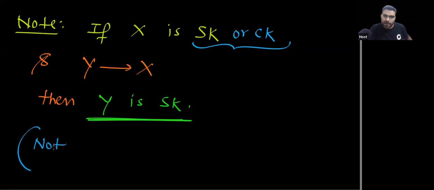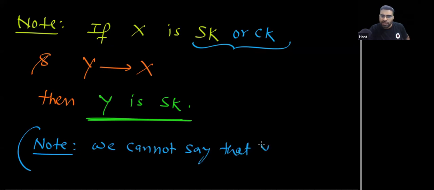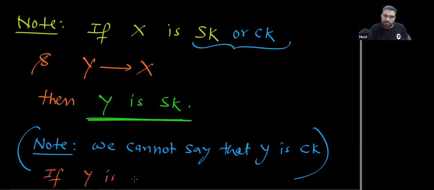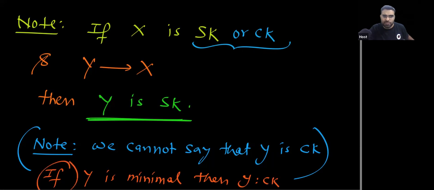Remember, we cannot say that Y is a candidate key, but we can say that it is a super key. And if Y is minimal, then I can say that it is a candidate key. Yes or no? If Y is minimal also, then Y will be a candidate key. So this is the rule.